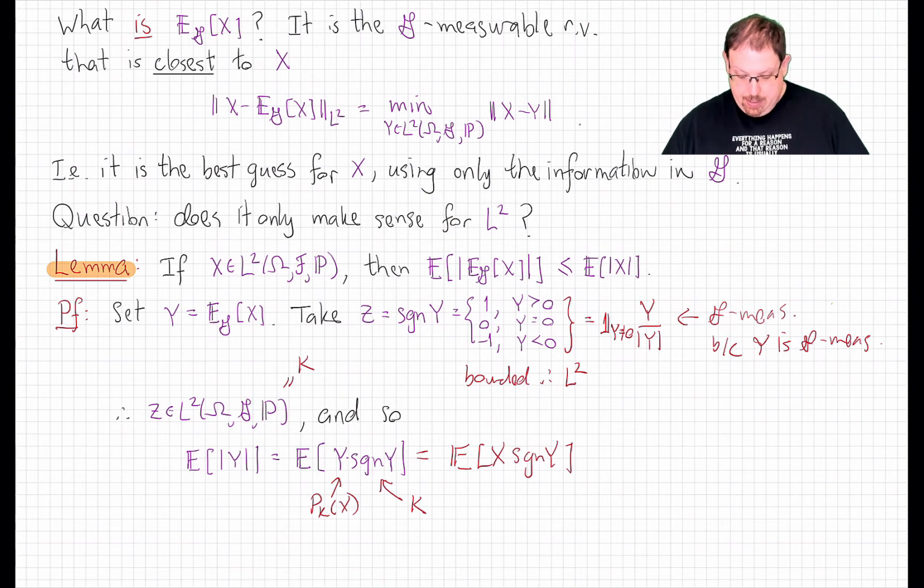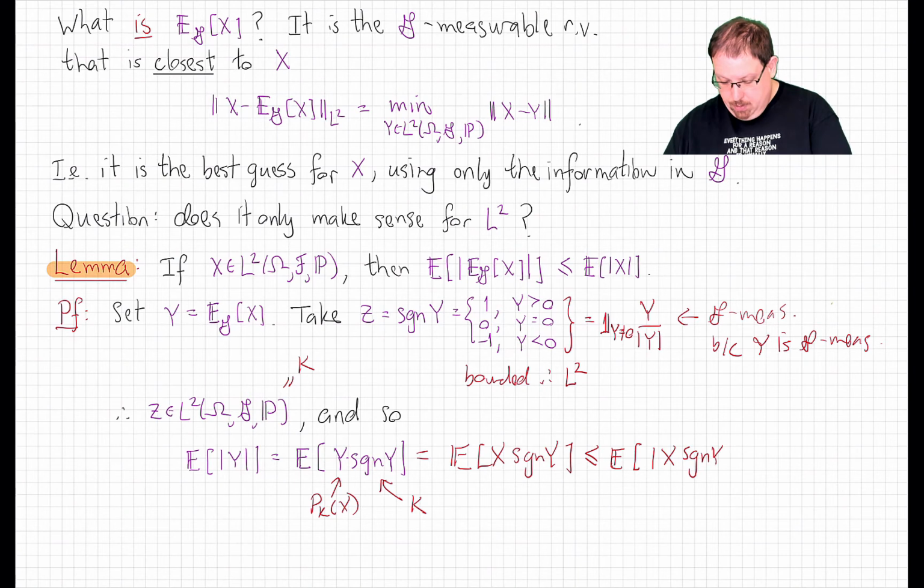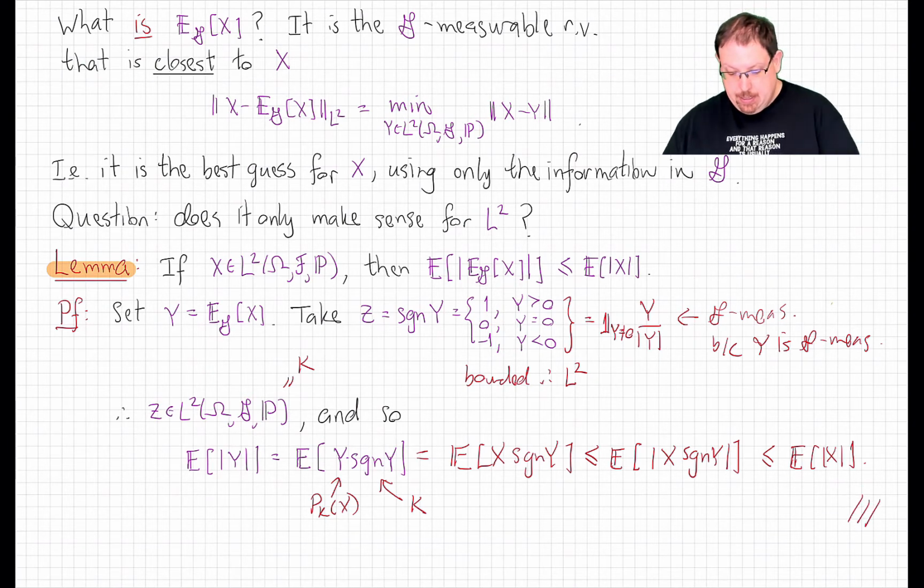Okay, now whatever that is, positive or negative number, it is less than or equal to the absolute value of that number, which by the triangle inequality for the integral E is less than or equal to the expected value of the absolute value of X times the signum of Y. And since the signum of Y in absolute value is less than or equal to 1, again, by the monotonicity of the integral, that's less than or equal to the expected value of the absolute value of X, concluding the proof.